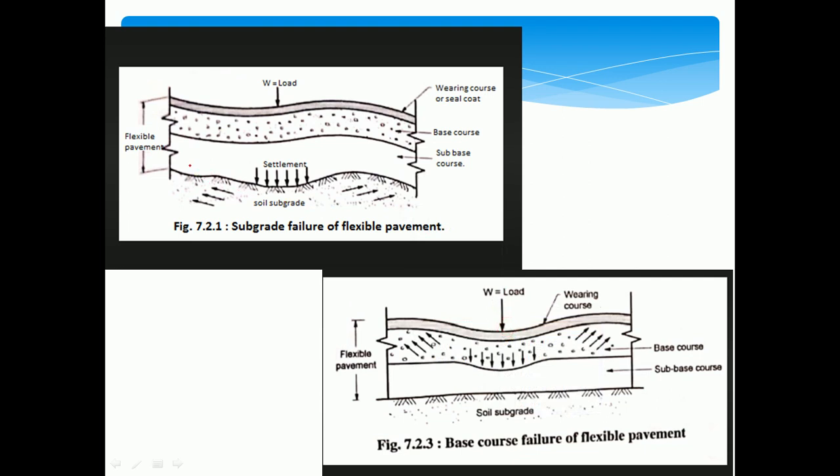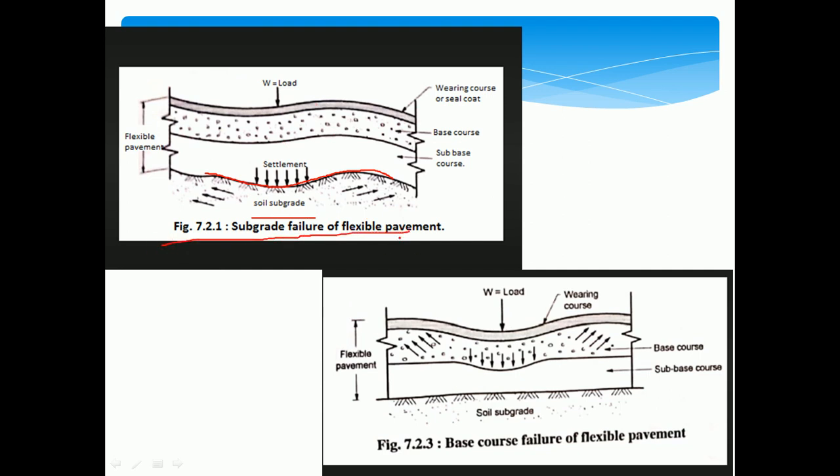So you can observe there is a settlement in the subgrade. You can observe here, this is the failure of the pavement because of the failure in the subgrade. So why is there a failure in the subgrade? What is the cause of subgrade failure?